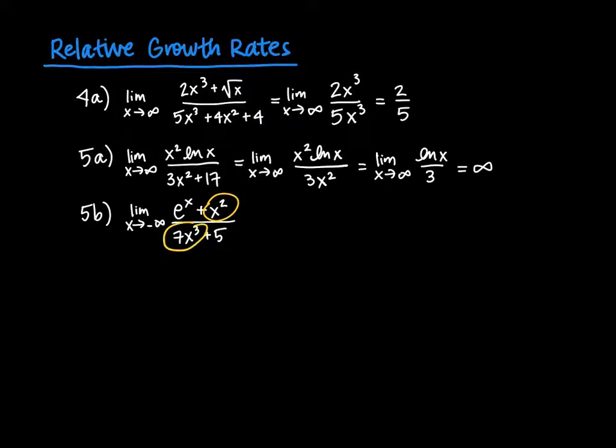So we know that these two pieces will dominate the behavior of the numerator and denominator. Eventually, adding on e to the x is not going to matter at all in the numerator. And adding on 5 is not going to matter at all in the denominator. So that means that this limit is going to be the same as this limit.